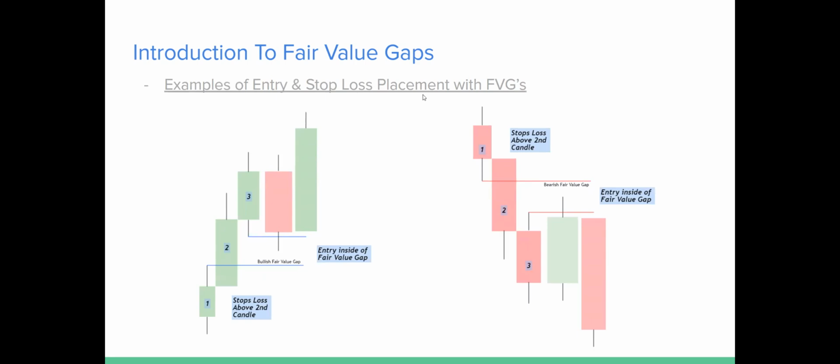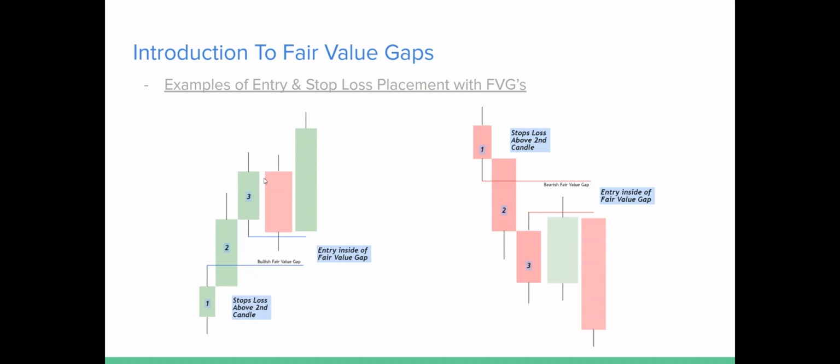Examples of entries and stop loss placement with fair value gaps. So this is how we would utilize a fair value gap to enter into the market. You can see here, much like the previous slide, you have 1, 2, and 3. Let's say the next candlestick, this is where price closed. Price opens up here and trades down into this little pocket. So buy side was offered, and when price trades down on this red candlestick, that's sell side being offered inside of the bullish fair value gap.